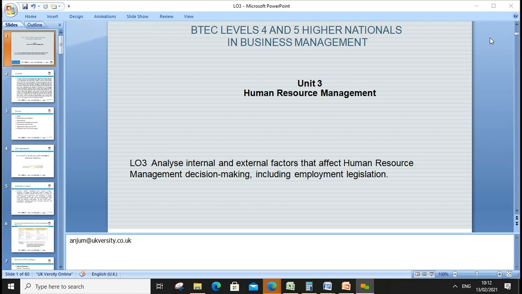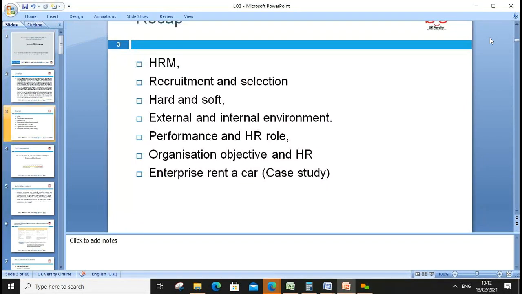Today's lesson will go through LO3, learning outcome 3: analyze internal and external factors that affect human resource management decision making, including employment legislation. My name is Anjum. If you have any questions, drop me an email please.